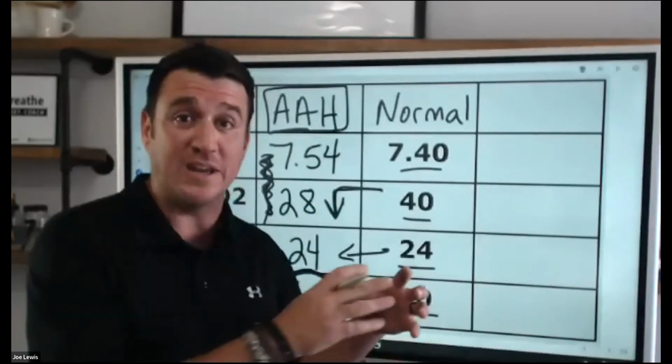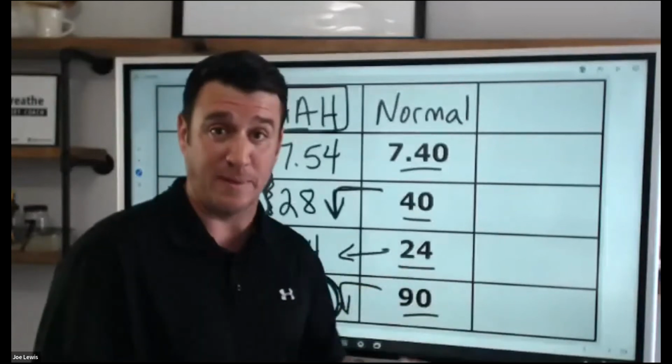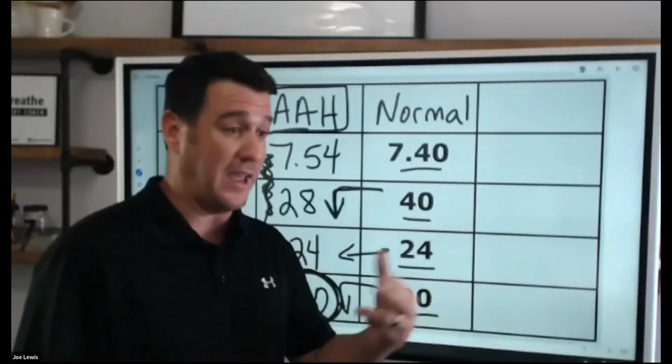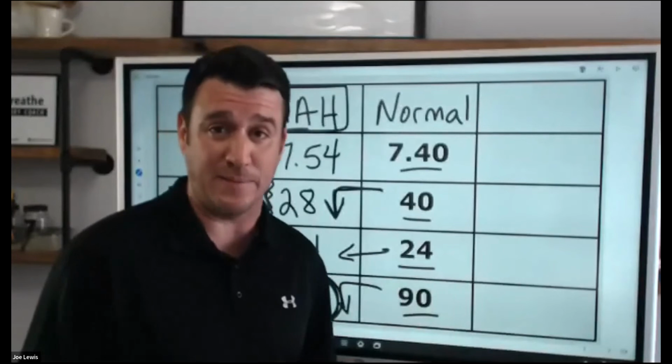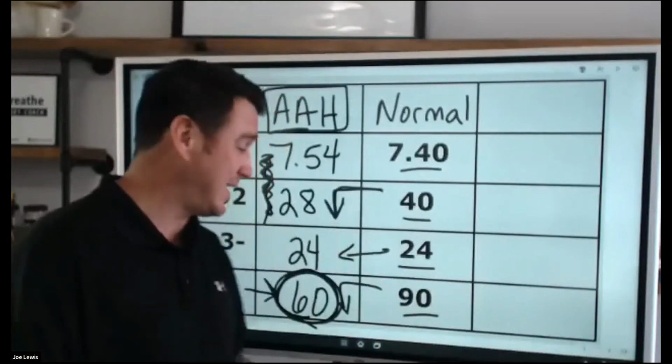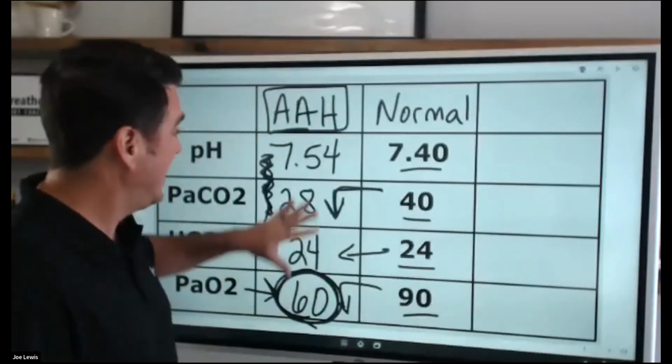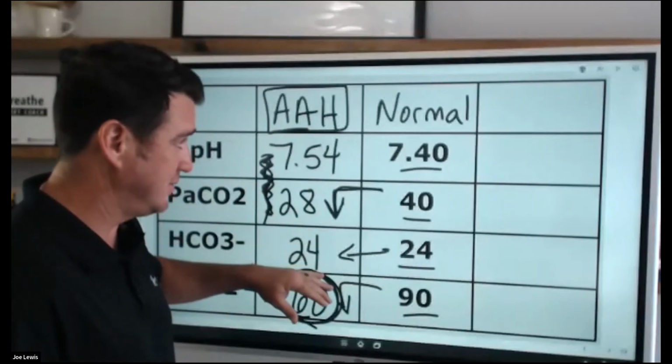Now, it doesn't mean there won't be another problem. Maybe they're still scared. Maybe they're still in pain and need some morphine, or anxious and need some Versed or Ativan or whatever it might be. But from the hypoxemia level, we fixed it, and this should resolve.